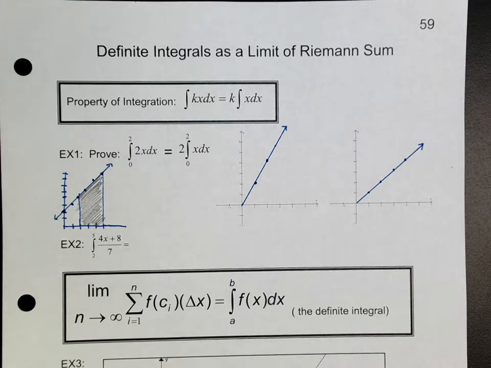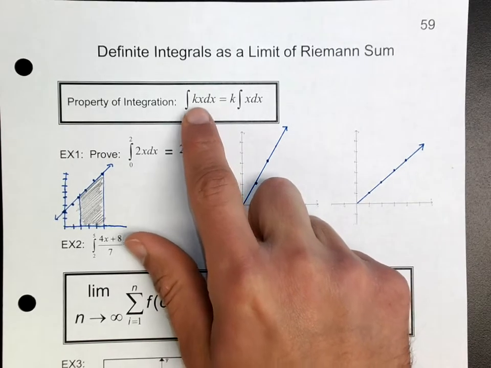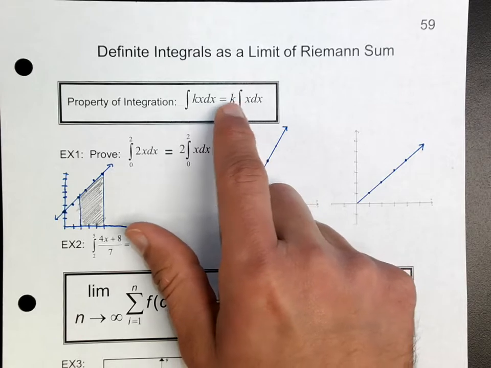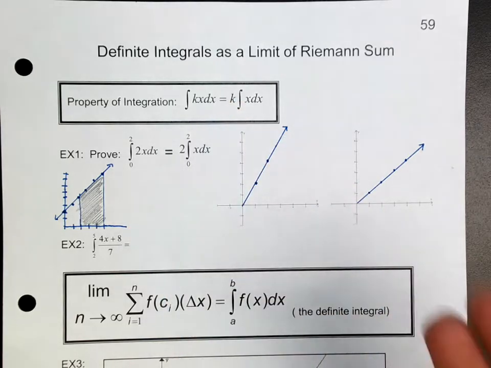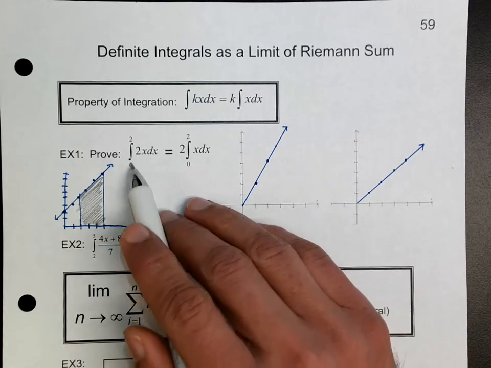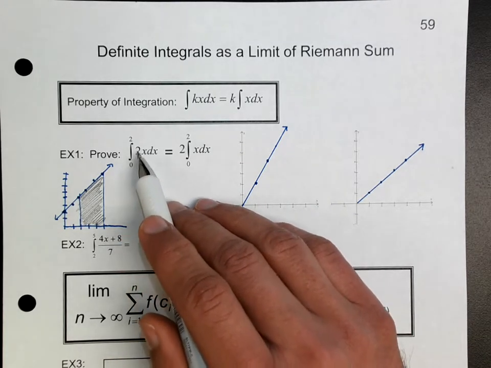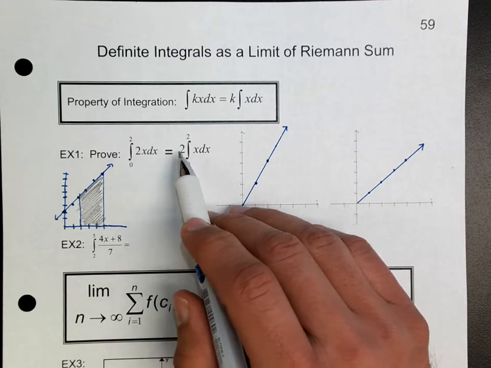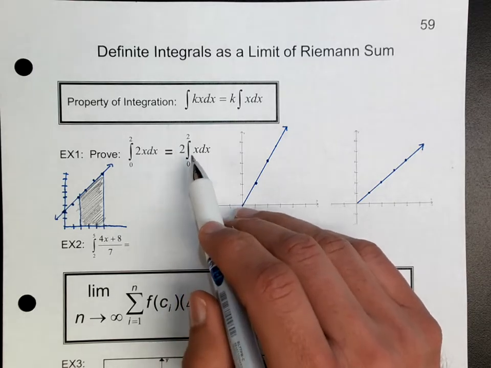Now before we actually start getting into that, we're going to prove this property that says that if you have a constant with a function, you can get that constant out of the integral and it's going to be the same answer. Alright, so right here, notice that they're asking us to prove the integral of 2x dx is equal to 2 times the integral of x dx.